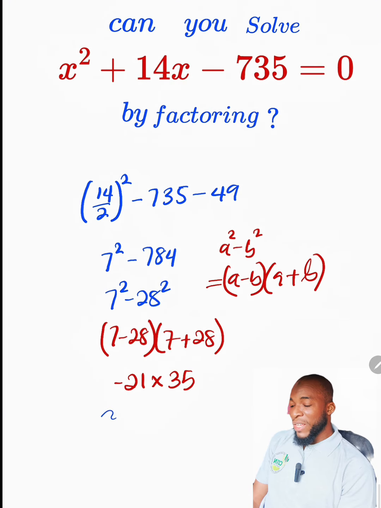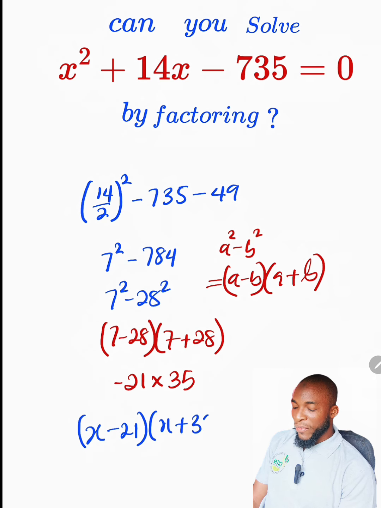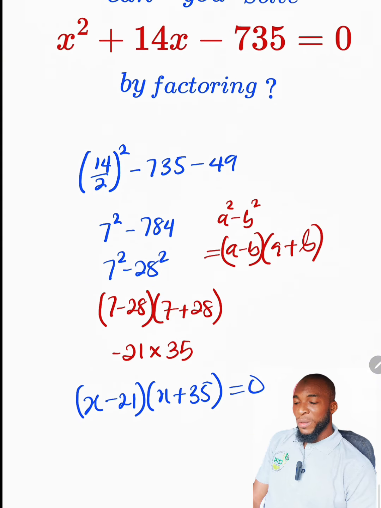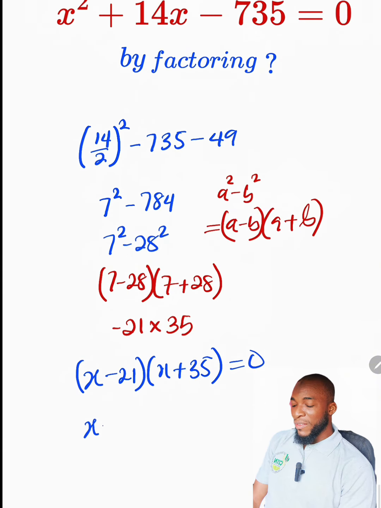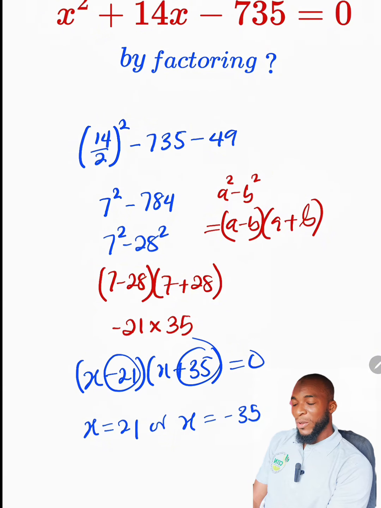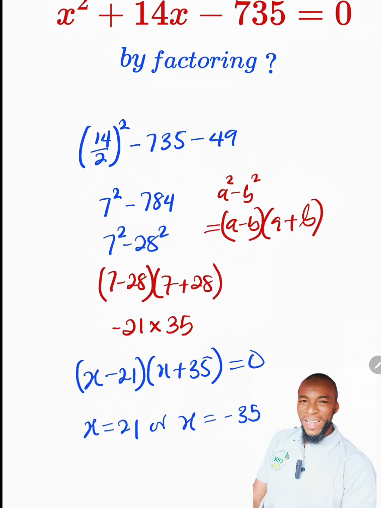So therefore, to factorize it, you can say x minus 21 multiplied by x plus 35 equals 0 for this quadratic equation. And by setting each factor to be 0, it implies either x is equal to 21 or x is equal to negative 35, once the two numbers cross over the equality sign. As simple as that.